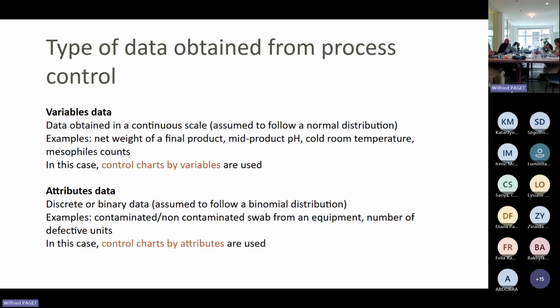If you are using discrete or binary or categorical data, then these data do not follow a normal distribution. Examples: contaminated or non-contaminated swabs from an equipment, number of defective units. So in this case, we call these control charts by attributes.